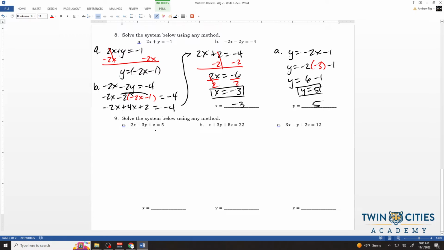So let's eliminate z. I'm going to multiply A by 2 so it matches with this 2z in C. So that'll be 2A and C we're going to combine. 2 times A, so that means multiply everything in A by 2. That's 4x minus 6y plus 2z is equal to 10. C is going to be the same: 3x minus y plus 2z equals 12. Same sign, subtract. They're both positive 2z, so let's subtract these equations.